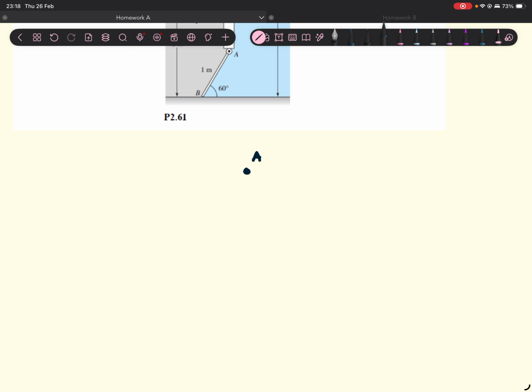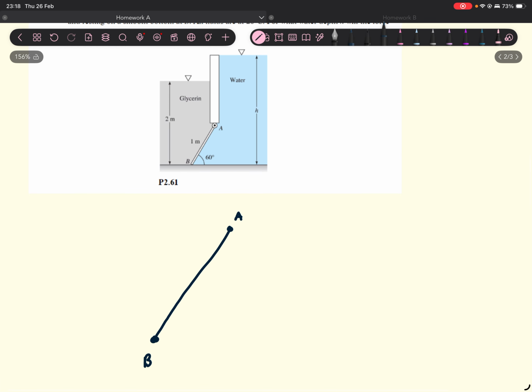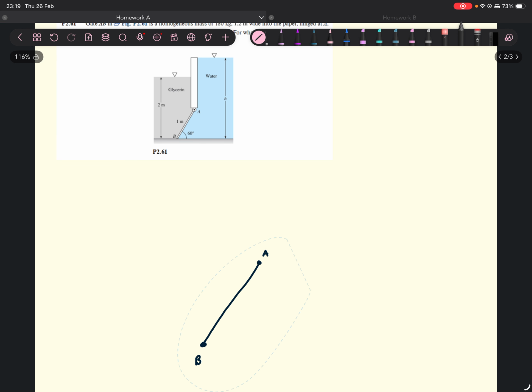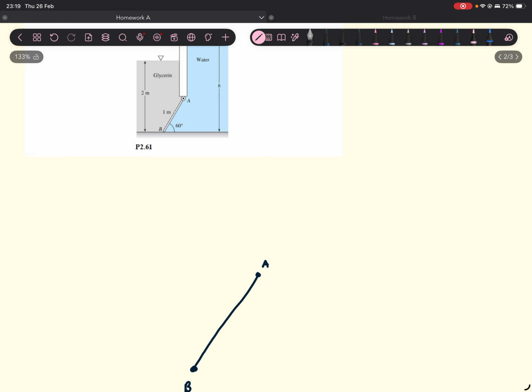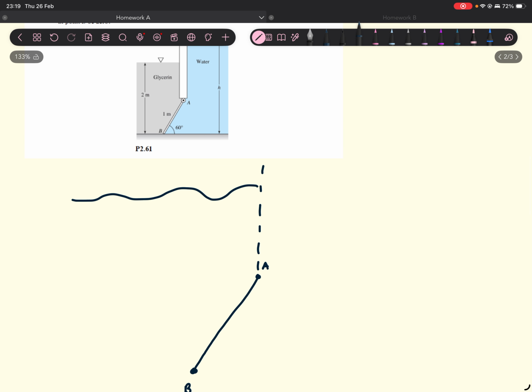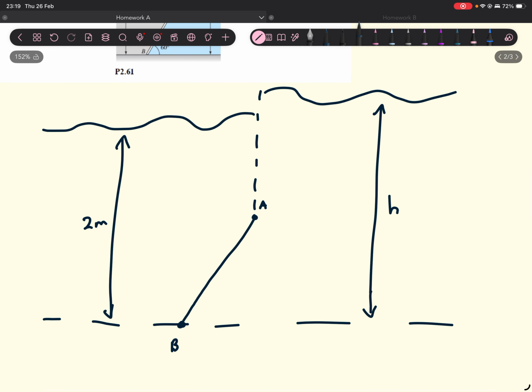So we have point A over here, and then we have point B over here. Okay, and then let me just move this down. On the left hand side we have glycerin, okay, and then on the right hand side of the gate we have water, okay, and then this is H, then this is 2 meters, okay.